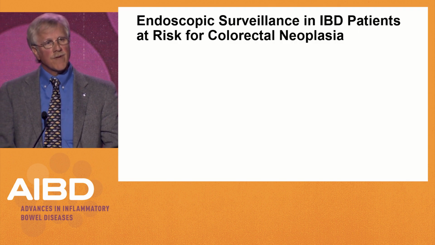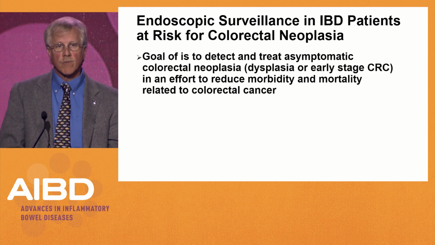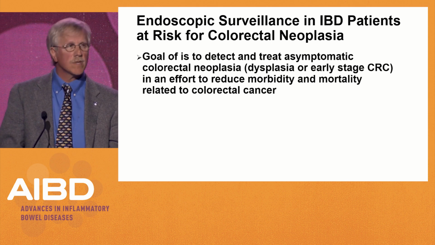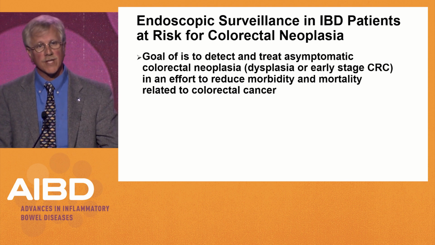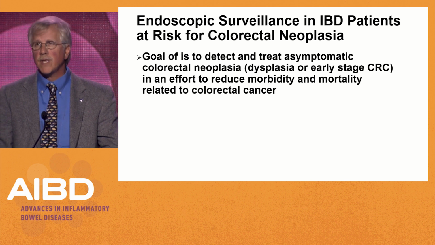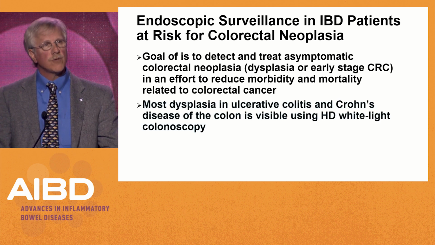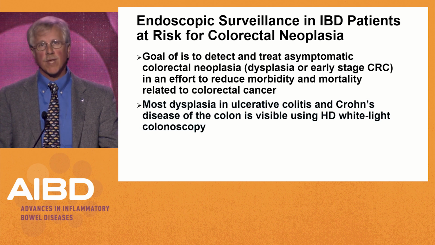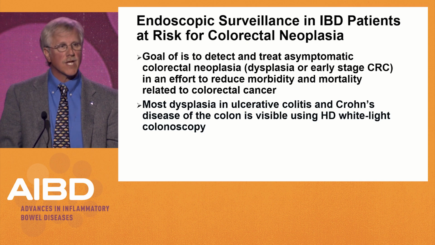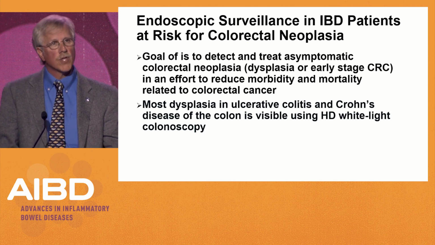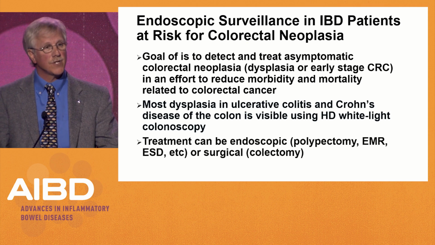So endoscopic surveillance in IBD patients at risk for colorectal neoplasia, why do we do it? Well, the goal is to detect and treat asymptomatic colorectal neoplasia, that's either dysplasia or early stage colorectal cancer, in an effort to reduce morbidity and mortality related to colorectal cancer. What we know in 2018 is that most dysplasia in ulcerative colitis and Crohn's disease of the colon is visible using high-definition white light colonoscopy, with the addition of chromoendoscopy in selected high-risk individuals.